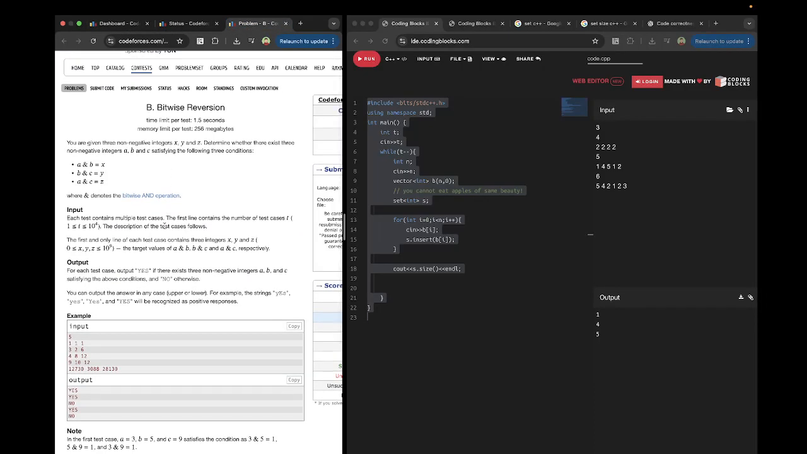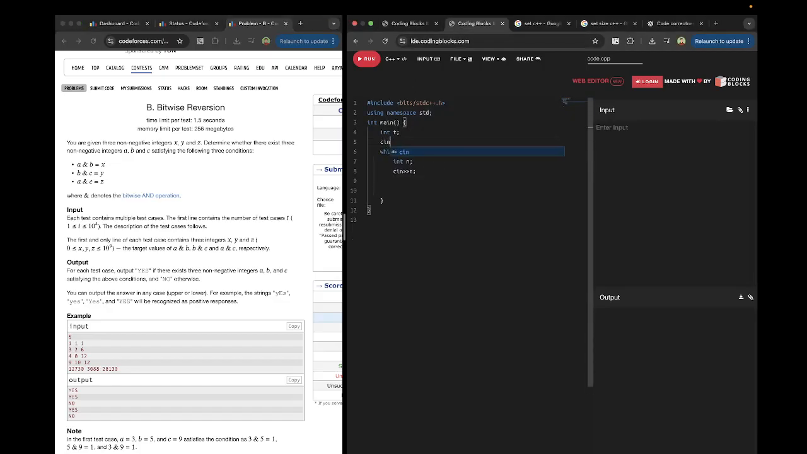We're given three non-negative integers x, y, and z. Determine whether there exist three non-negative integers a, b, and c satisfying the following three conditions. So we have to find a, b, and c, where a and b is x, b and c is y, and a and c is z.